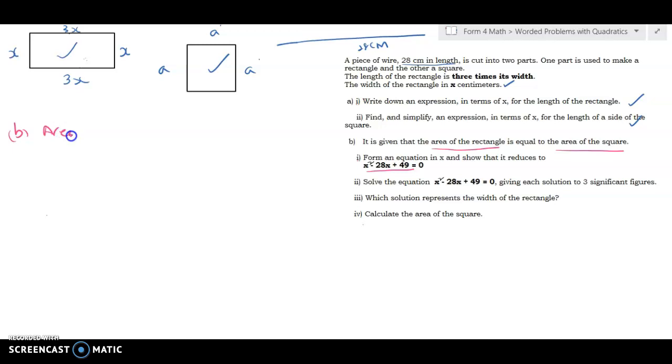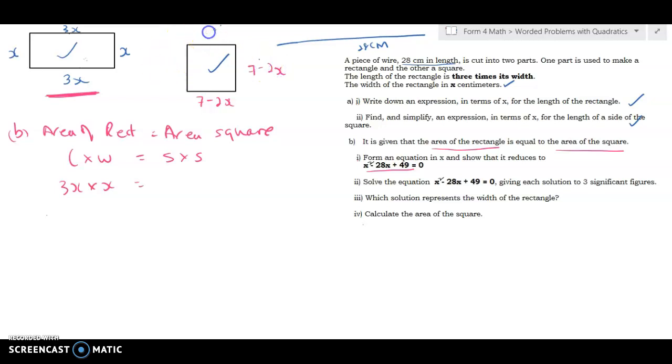The area of the rectangle, that's pretty easy to understand, is equal to the area of the square. The area of any rectangle is length by width. The area of any square is side by side. The area of our rectangle here will be 3x by x. The area of our square here will be 7 minus 2x for here by 7 minus 2x for here, because all these sides are now 7 minus 2x. So I'll say 7 minus 2x by 7 minus 2x, or I could simply put 7 minus 2x squared. Now I could simplify this. I could work out this side, work out that side, and then I could see if I get this line.